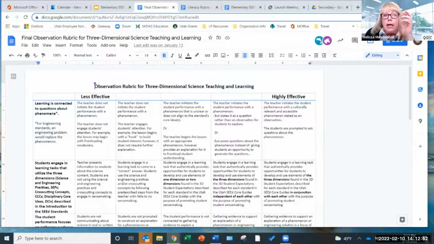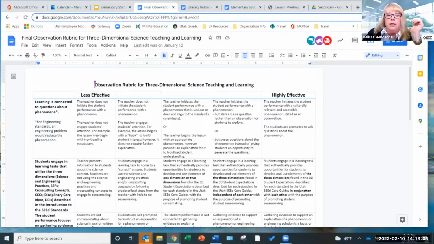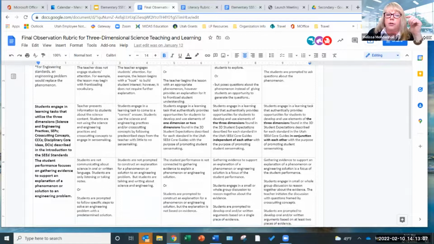So for the science piece, we have an observation rubric that says learning is connected to questions about phenomena. So what are we seeing in less effective to more effective practices? This includes students engaging in learning tasks that utilize the three dimensions to help them make sense in science.